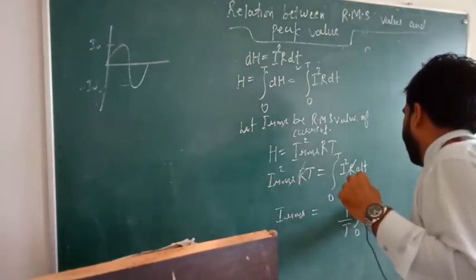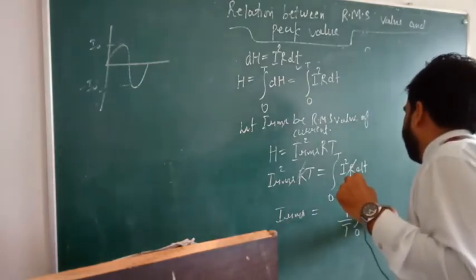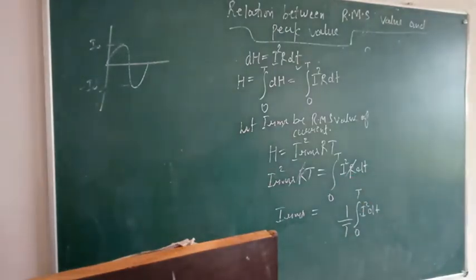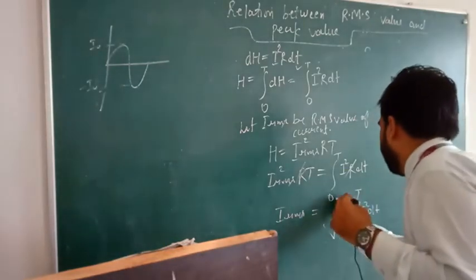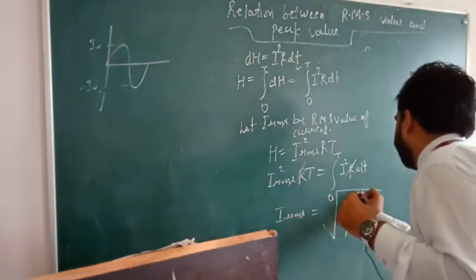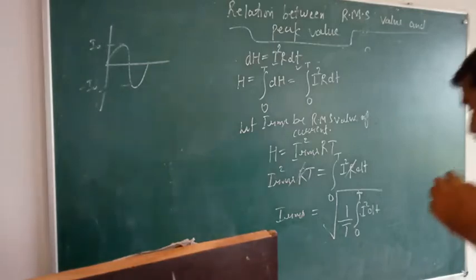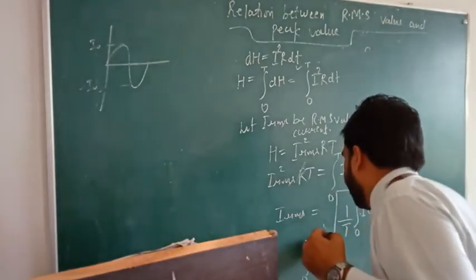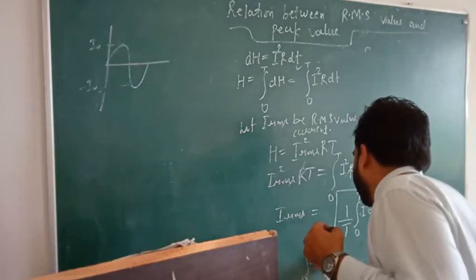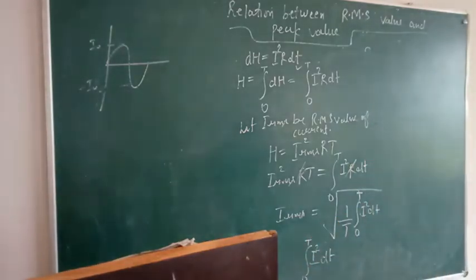Integration 0 to T I square dt. Okay, now we are calculating IRMS. I square RMS will be this, and IRMS will be the root of this. Ultimately, we have to first calculate integration 0 to T I square dt. This is our target.